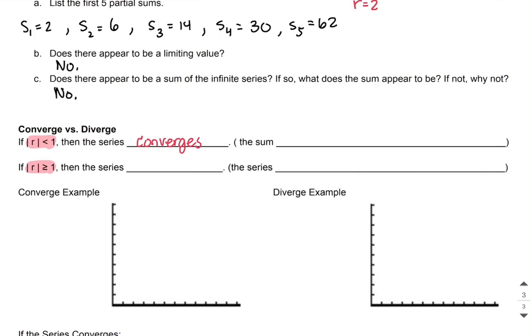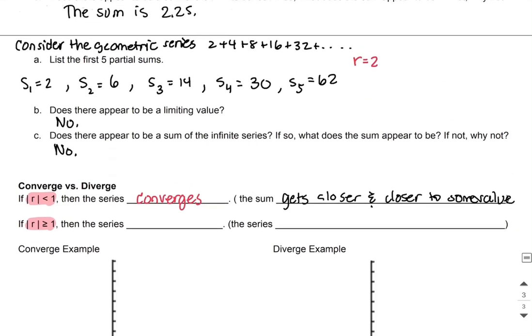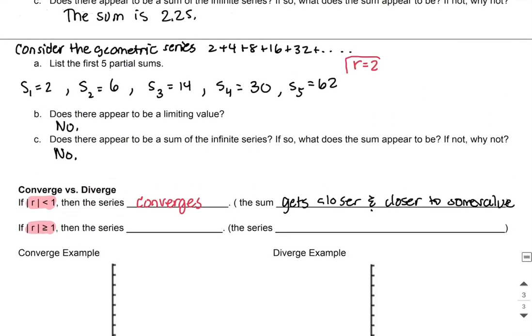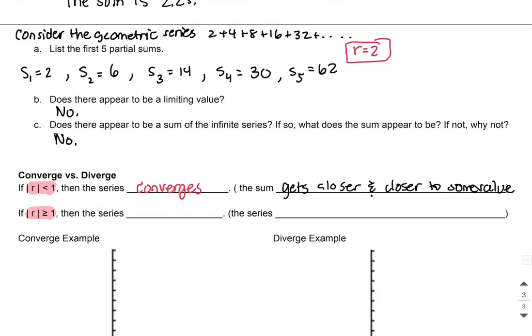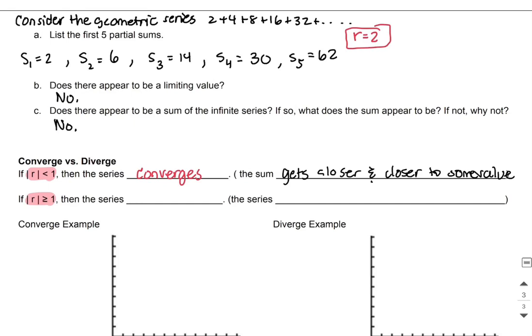The sum gets closer and closer to a single value. Some like that, not some like that. Then for the one example where the absolute value of r was greater than or equal to 1, the series diverged. So the series diverges, and that means the series has no limiting value.